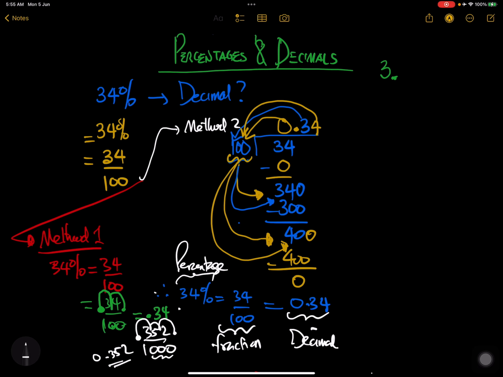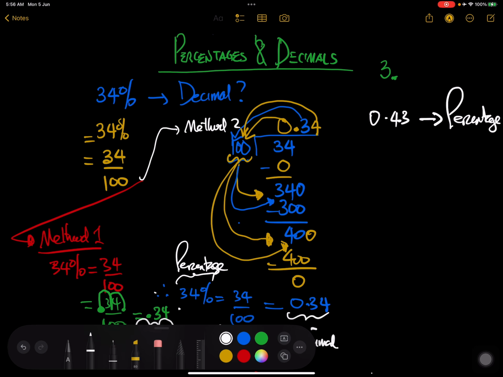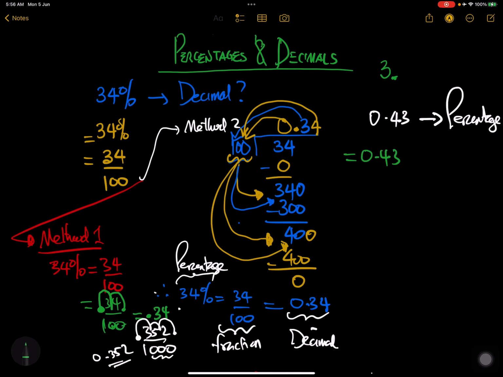All right. I wanted us to look at what about if we have a decimal? We have a decimal, let's say 0.43. How do we convert 0.43, the decimal, into percentages? How do we do that? Right? Now remember, 0.43 means that we have to move what? This decimal. We need to move it to the right.